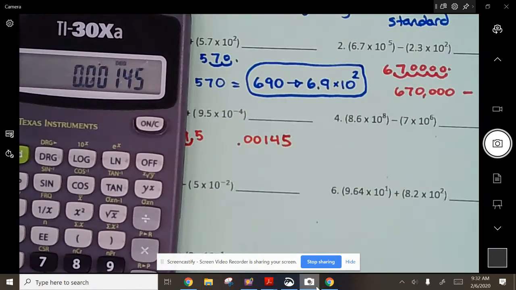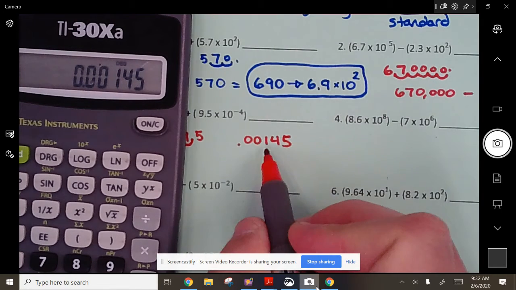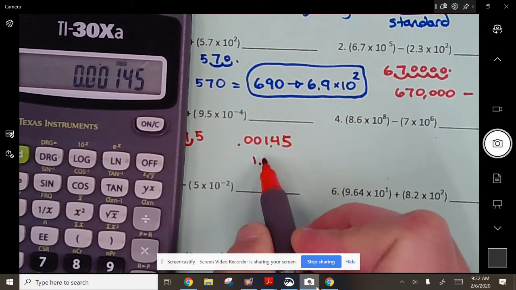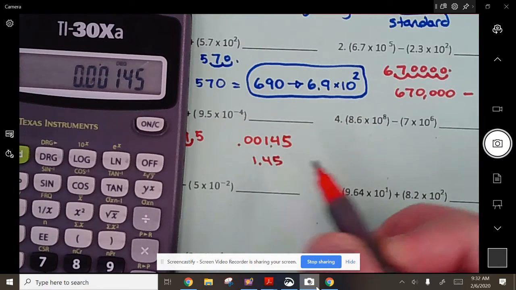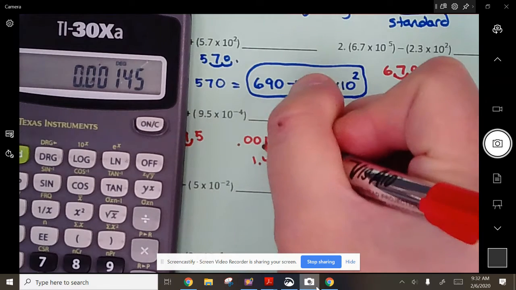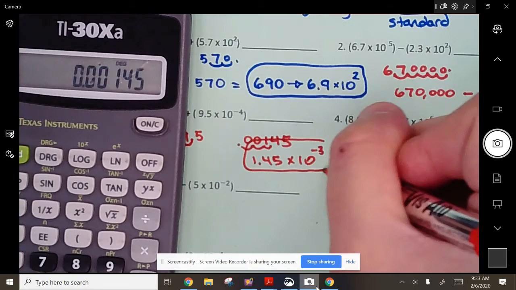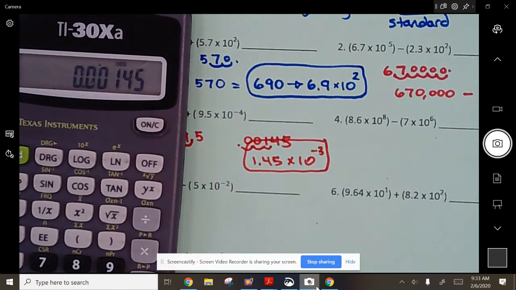0.00145. All right, where does my decimal go? Right after the first number right there. So my decimal is actually 1.45 times 10 to the -1, -2, -3. Okay. The rest are going to be on your own.